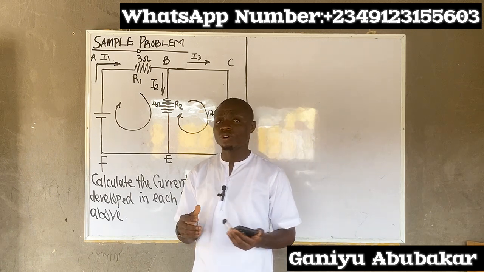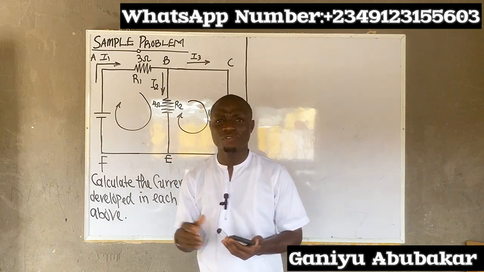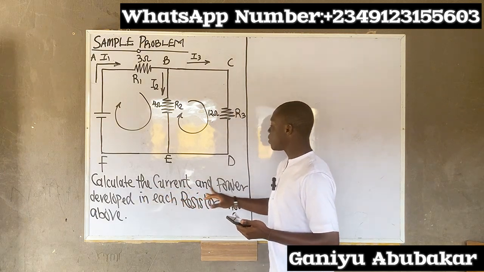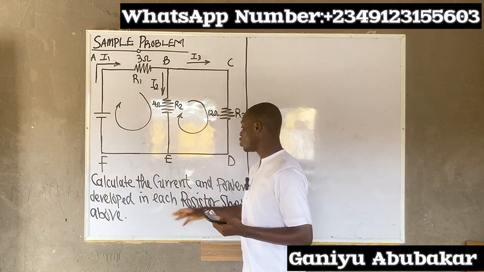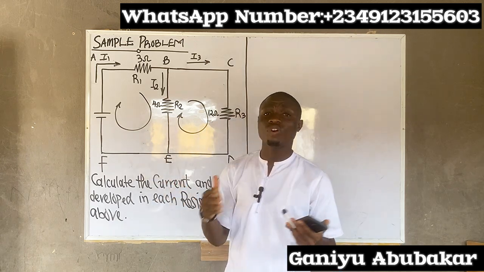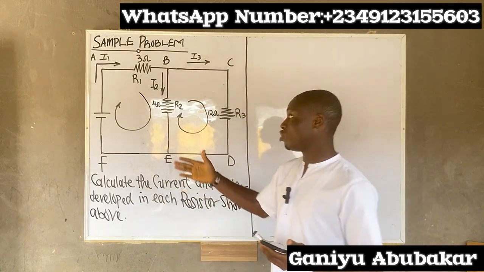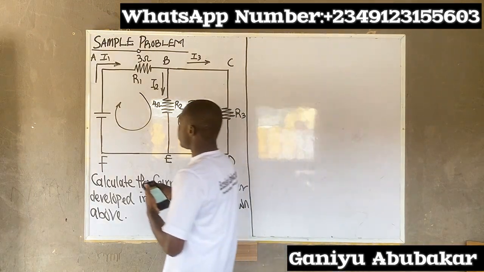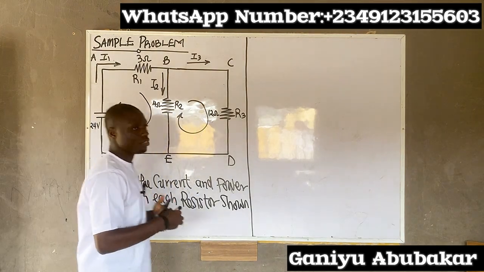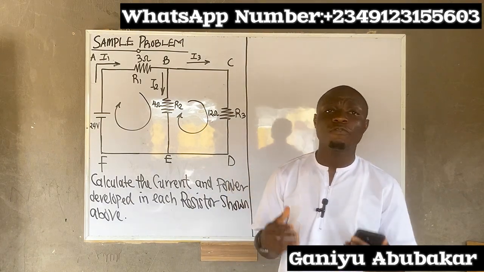We're looking at how to solve this question using the idea of Kirchhoff's law. The question says: calculate the current and power developed in each resistor as shown above. By the way, the value here is 24 volts. So we're applying the idea of Kirchhoff's law.